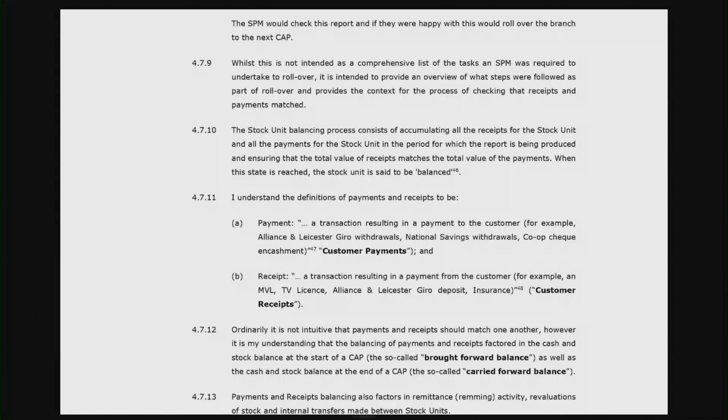You explain some definitions of payments and receipts, which might be obvious, but can you just talk us through those, please, in the next paragraph? Certainly. A payment is essentially a transaction that was a payment to the customer, and a receipt is a transaction as a payment from the customer.